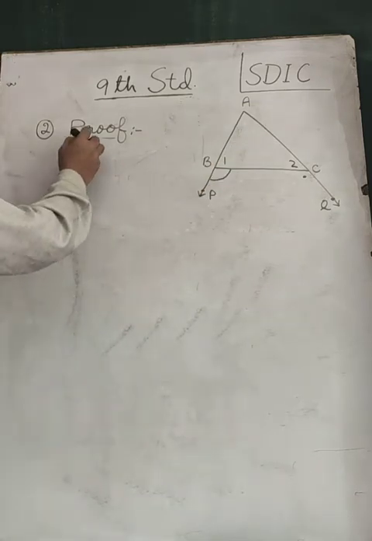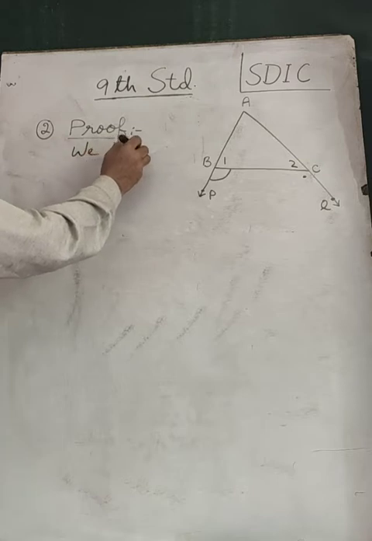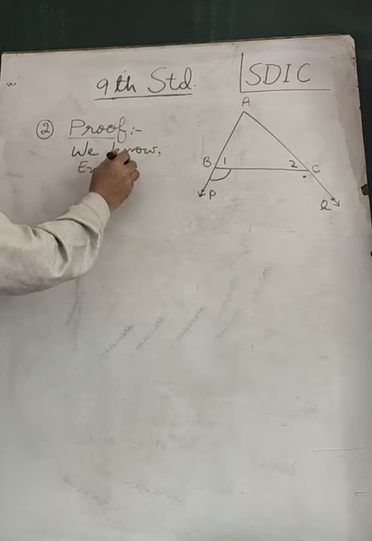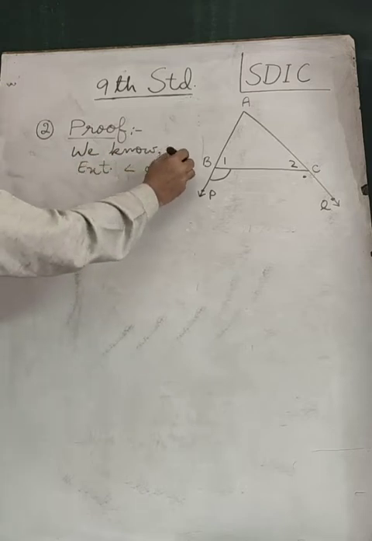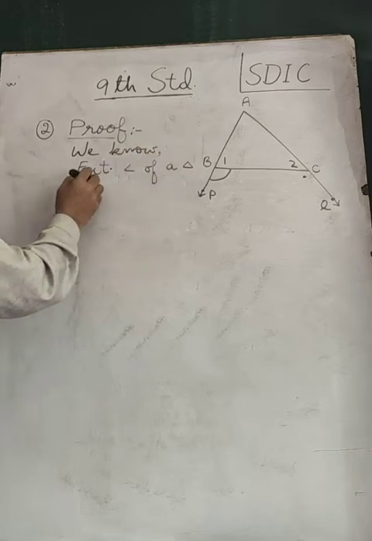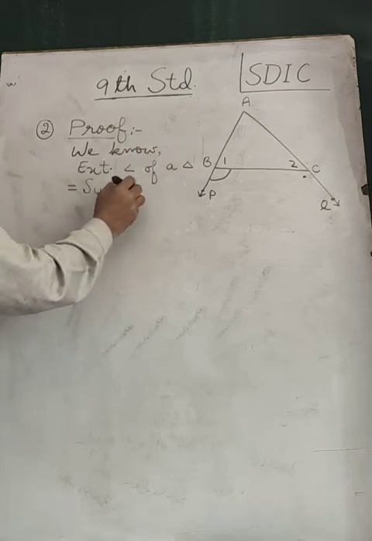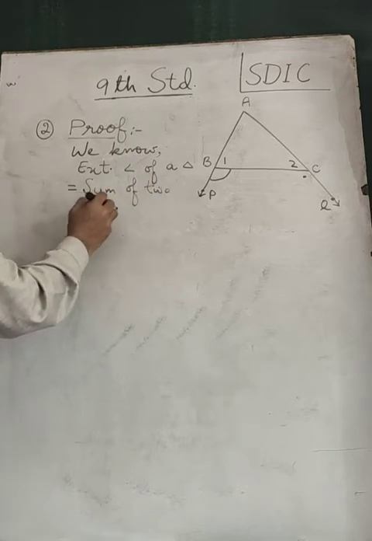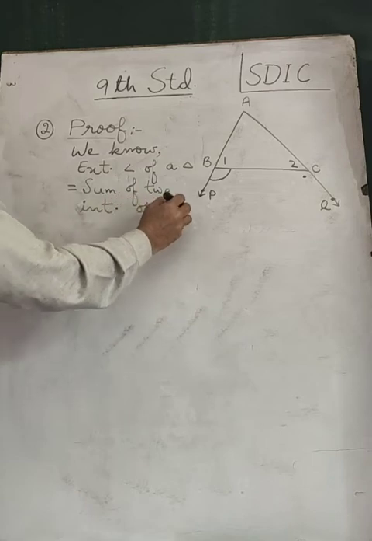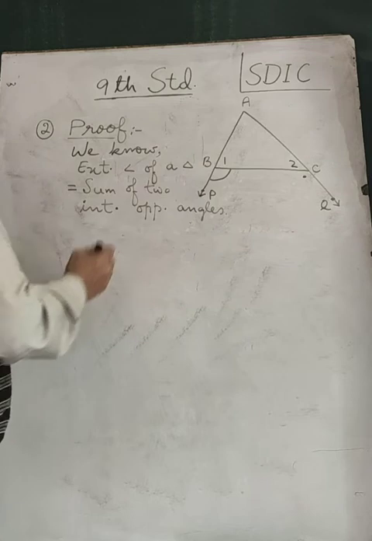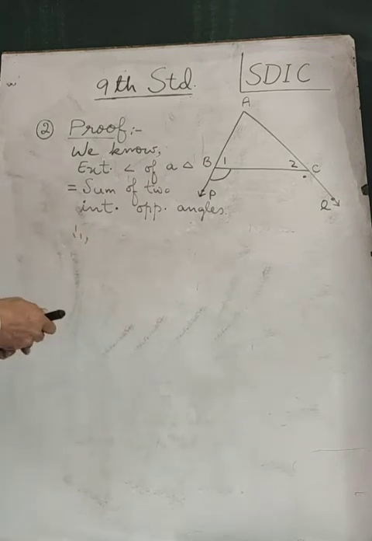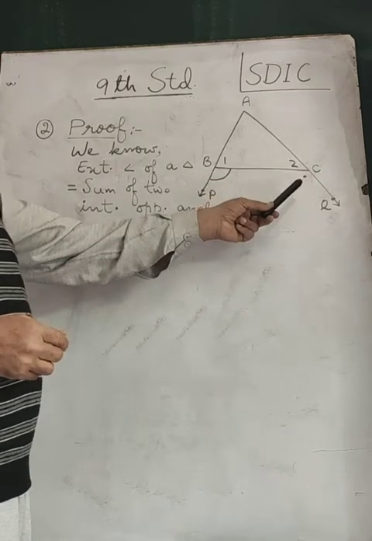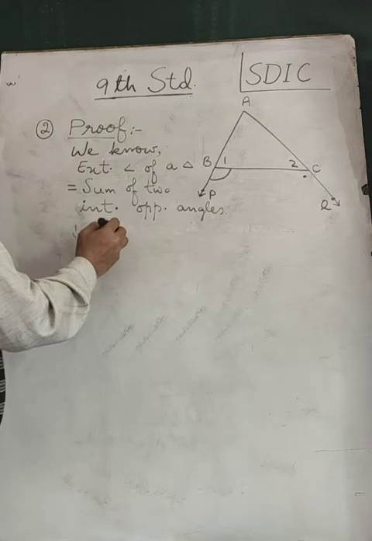So we know the exterior angle of a triangle is equal to the sum of two interior opposite angles. This is the theorem we will be using. Therefore, now we have to apply it here twice: first at vertex B, then at vertex C. Let us first apply it at vertex B.